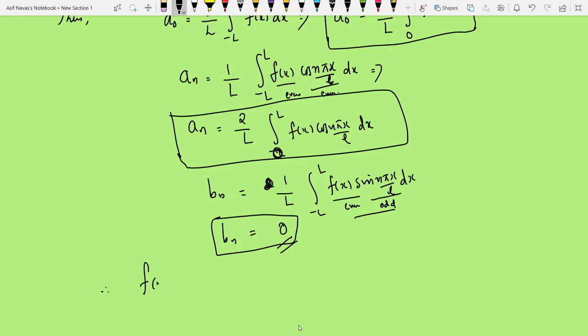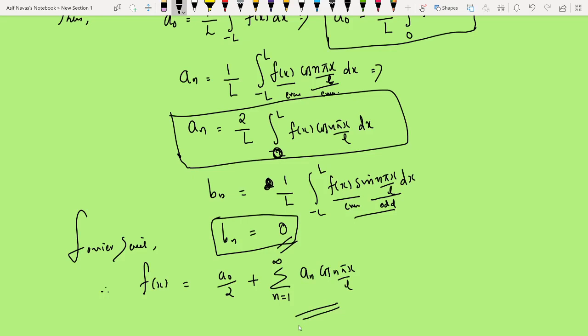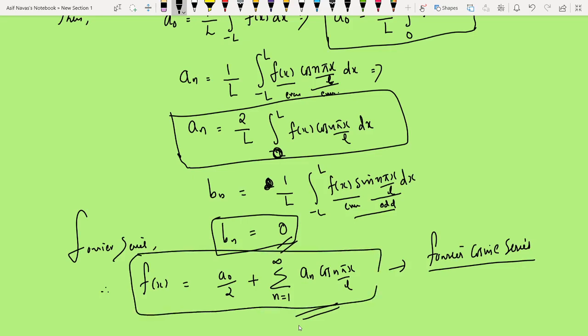Therefore, f of x is equal to, what is its Fourier series? A naught by 2 plus sigma n equal to 1 to infinity an cos n pi x by L. And Bn is 0. So that means this series only contains cosine terms. There are no sine terms. So this series is called Fourier cosine series, because only cosine terms are there. That means if the function is even, then we will get a Fourier cosine series.